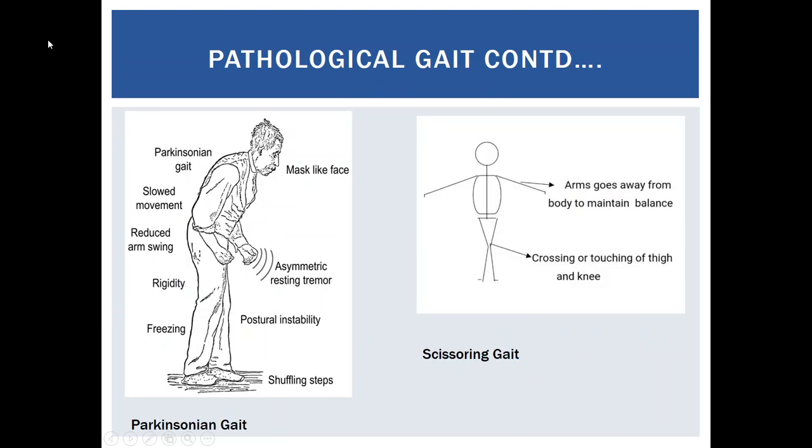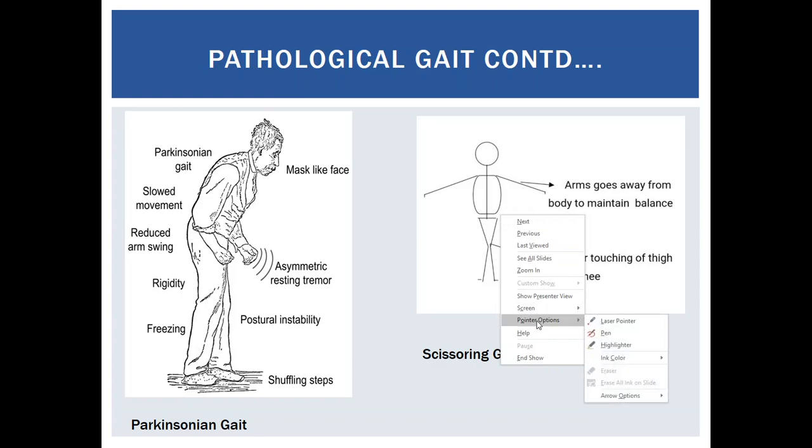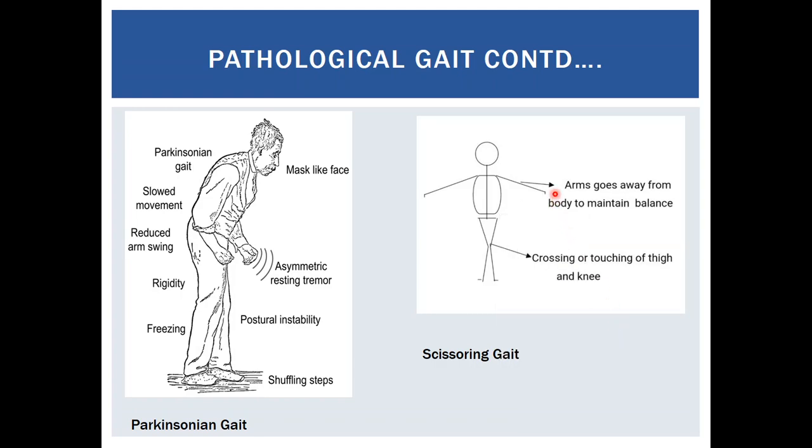So I have a picture here. The picture on the right, let me just take a pointer. This one here is a scissoring gait. You can see that the knees are together and the arms are wide apart. This is a very uncomfortable position, and usually, in clinics, I've observed children with cerebral palsy walk with scissoring gait, and they usually walk on their toes. They do not plant their heel at all.